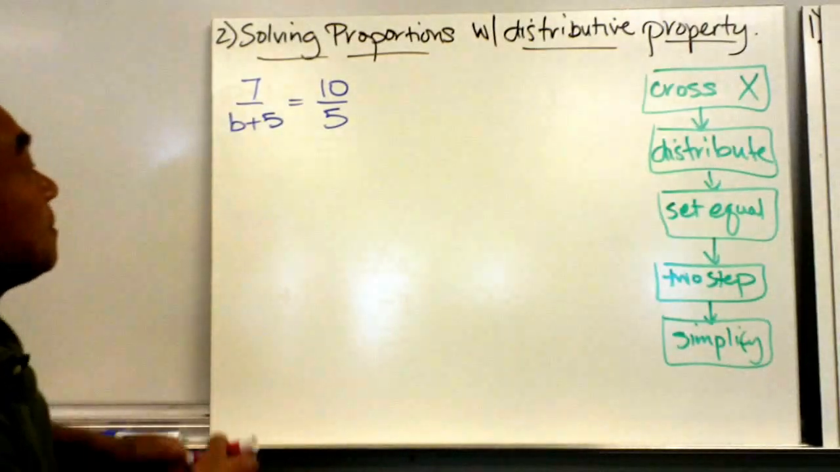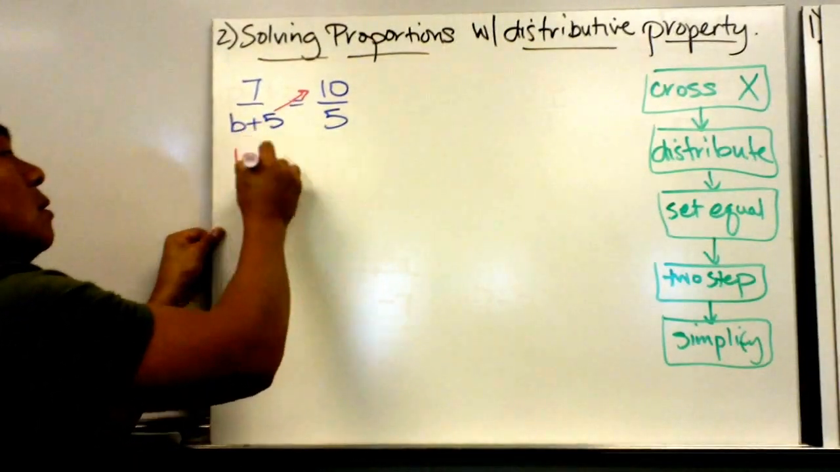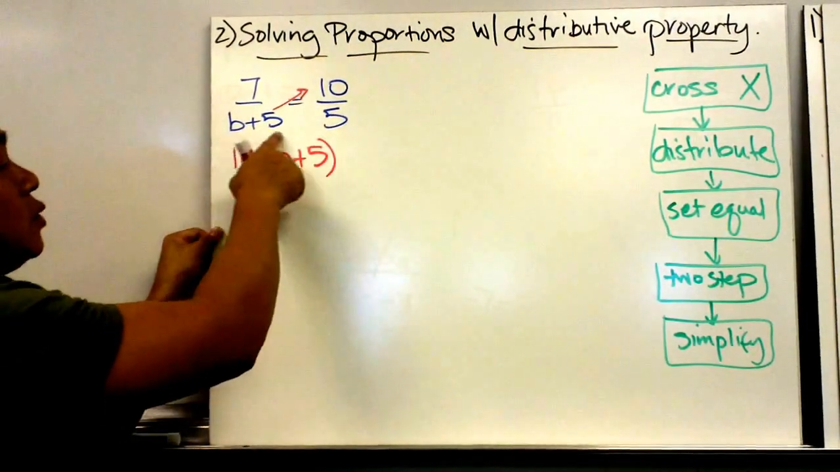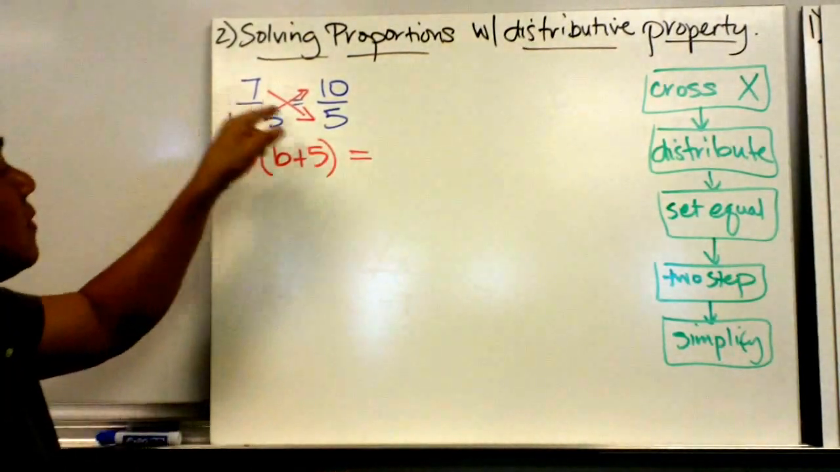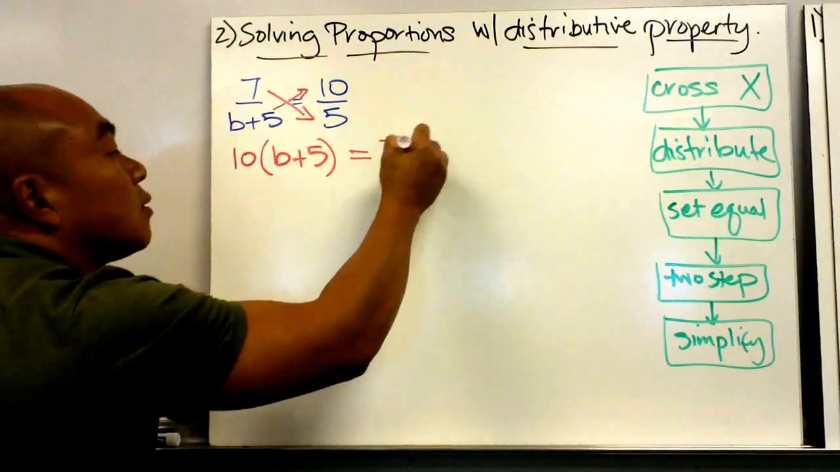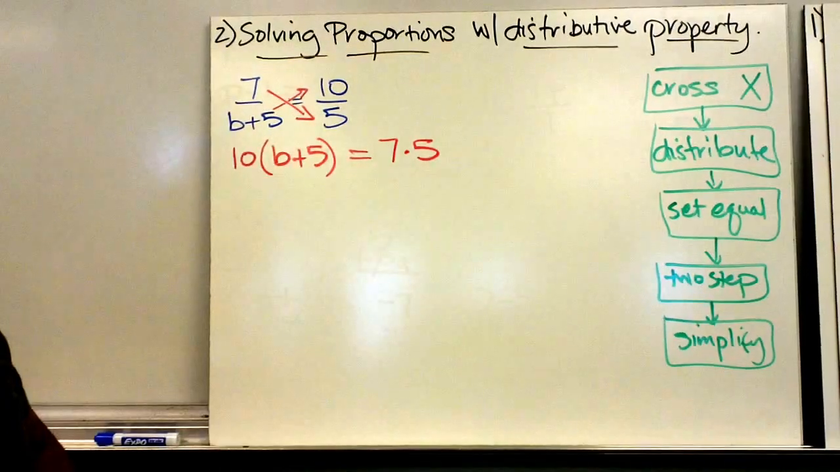I'm going to cross multiply. So that's going to give me 10 times b plus 5, because I have 2 terms here. And then I'm going to set that equal to 7 times 5, which will give me 35 at the end. But I wanted to set it up first so that way you knew where I'm getting all of my numbers from.